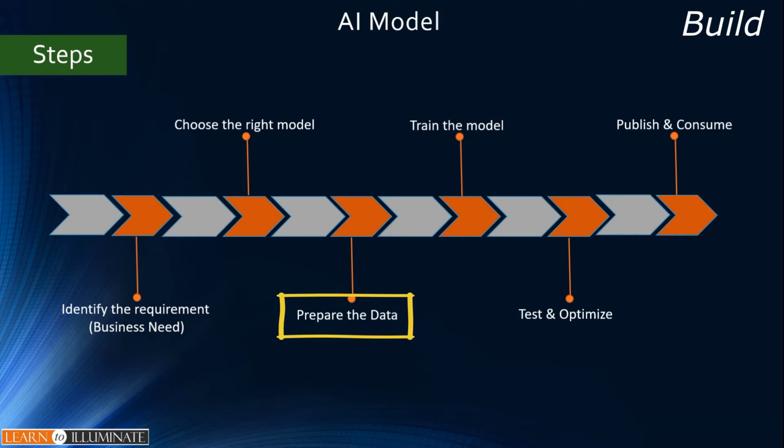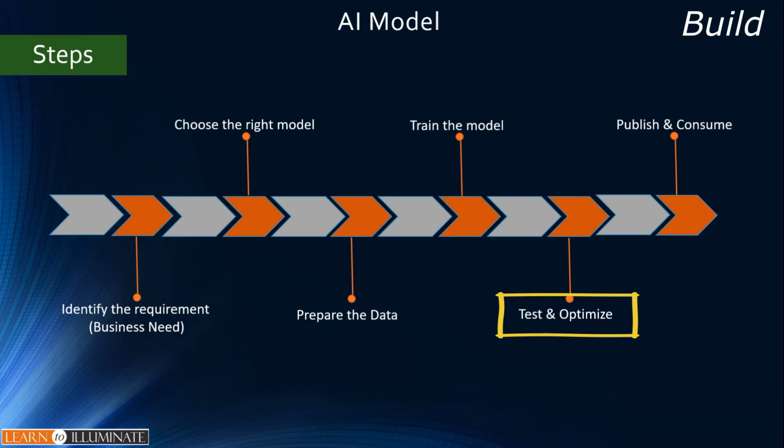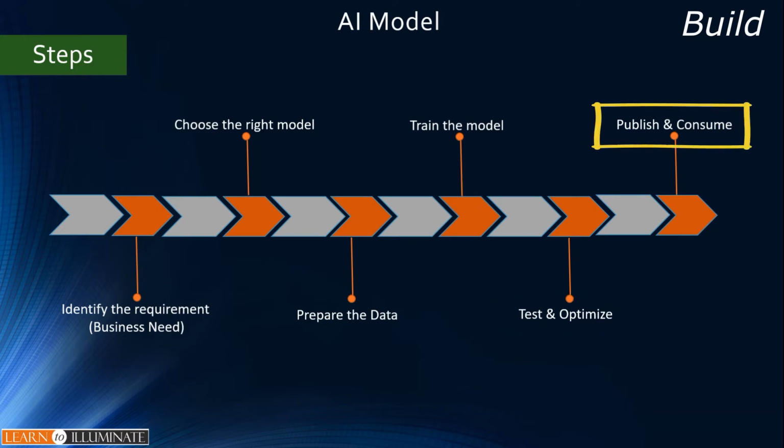For example, we assume our use case or business requirement is to process passports to get basic information like passport number or expiry date. Then we need to collect passport samples. Next, we need to train the model. We will have a demo in upcoming videos to see how to train the model. The next one is test and optimize. Then the final step is publish and consume it on the applications.